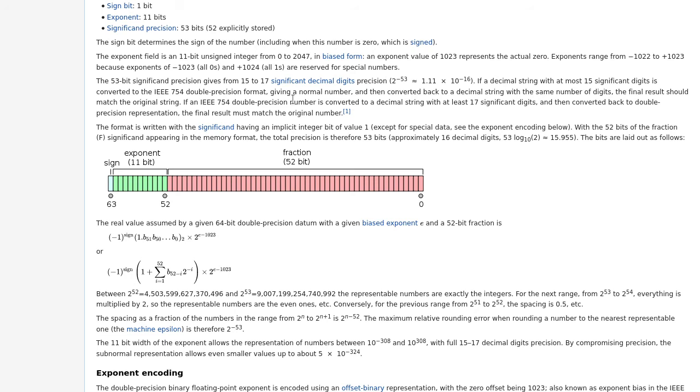Let's take a closer look at what it is saying. I know certain parts of it may not be very clear. I will talk about and clarify those points. First of all, we start with -1 to the power of sign. The sign bit is one single bit. It can only be a 0 or 1.